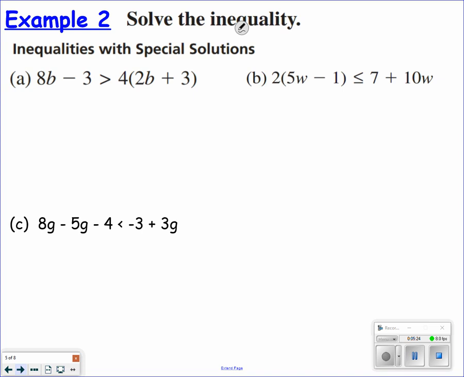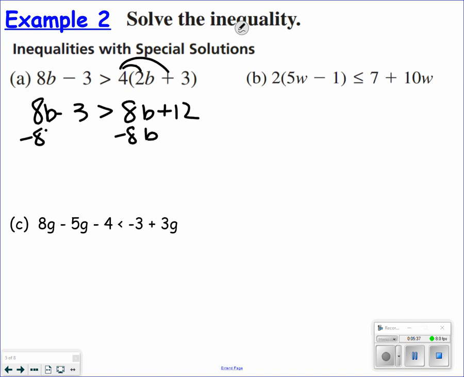Multi-step, and now we're going to deal with some special situations. I'll get to it in a second. I'm going to distribute. I'm going to subtract 8b. Uh-oh, the letter is gone.